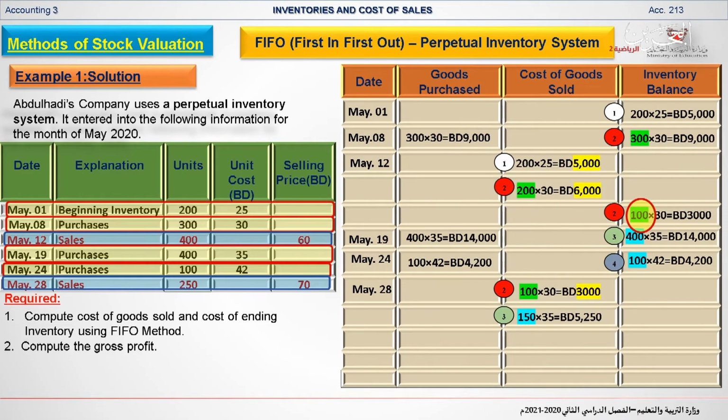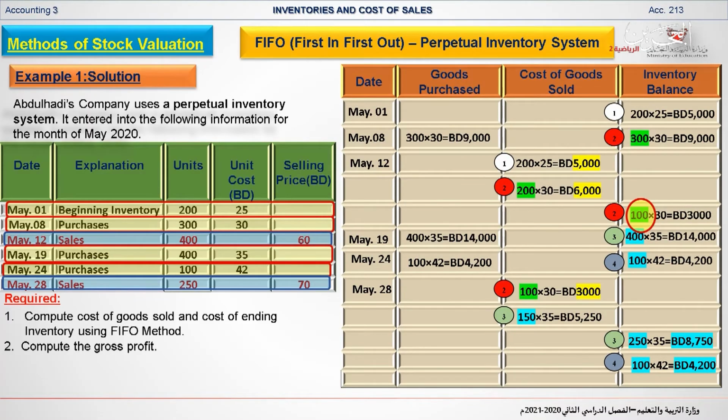So here we calculate the cost of goods sold in two steps by multiplying the number of units sold by the unit cost. Next, you need to update the inventory balance cost. The company has 250 units remaining in inventory from purchase on 19th of May and 100 units from purchase on 24th of May. Inventory cost for each will be calculated in the same way mentioned above, that is, number of units multiplied by unit cost.